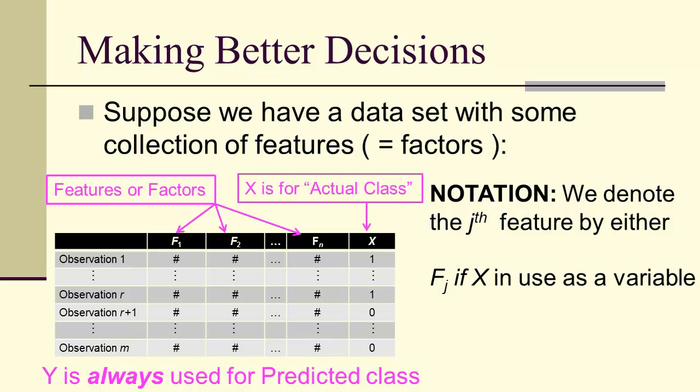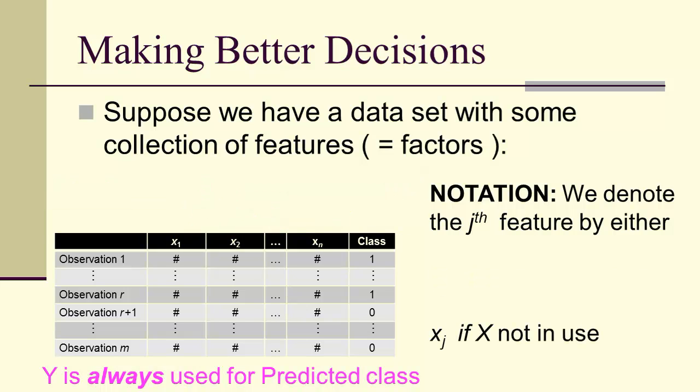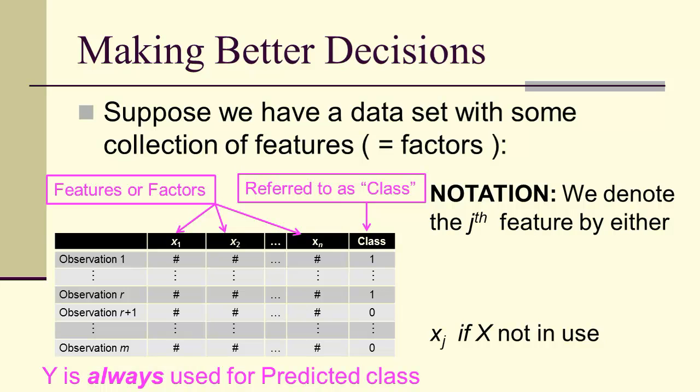X here is the actual class, Y is the predicted class, and therefore to avoid confusion we used capital F. We use little x if capital X is not in use. So here we're calling the last column the class column, not using the capital X, and therefore we use the little x's for the features.